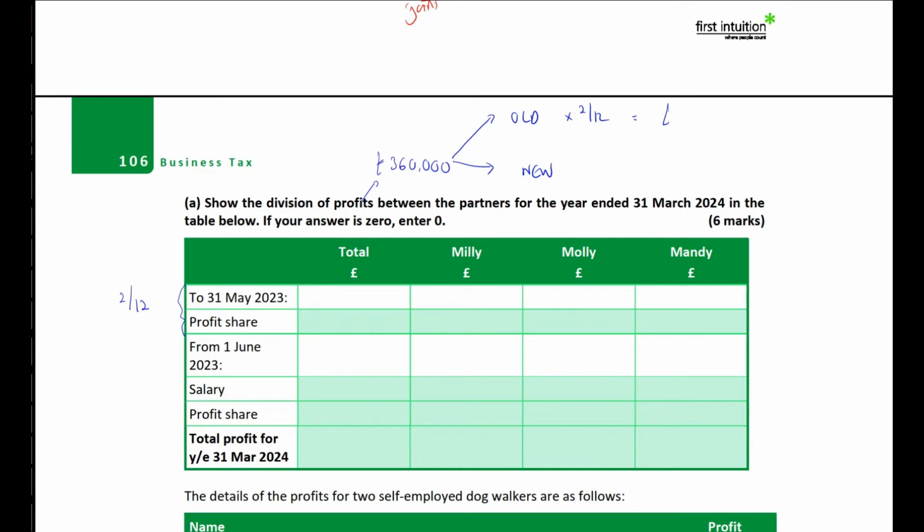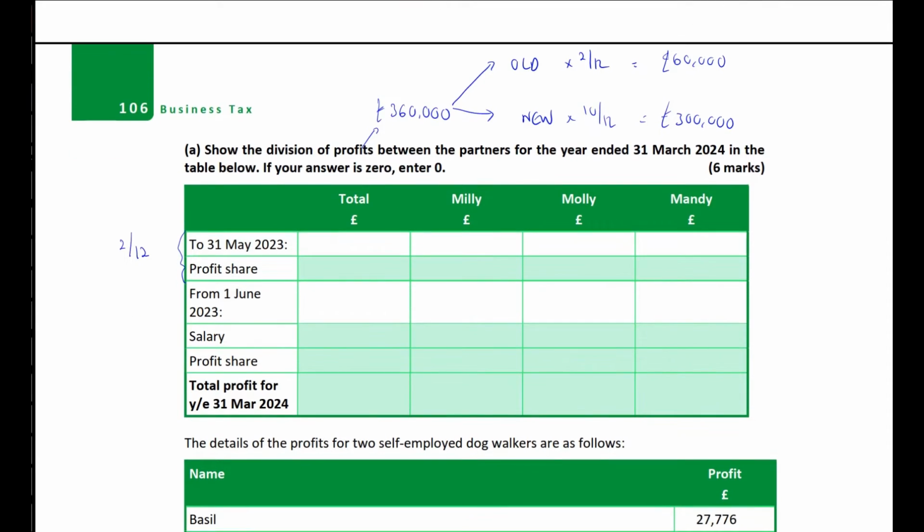So I've actually only got £60,000 of profit under the old rules, where I had 10 months or £300,000 of profit under the new profit sharing arrangement. So I'm going to start in that period up to May, sharing out my £60,000. So I'm going to pop 60,000 in here. Then I'm just going to refer back to what I said about the cake and Millie and Molly.